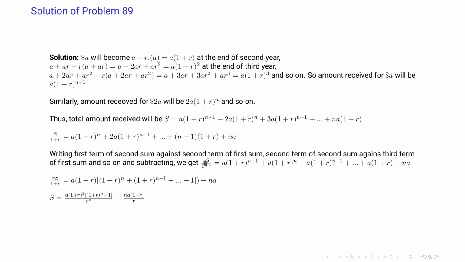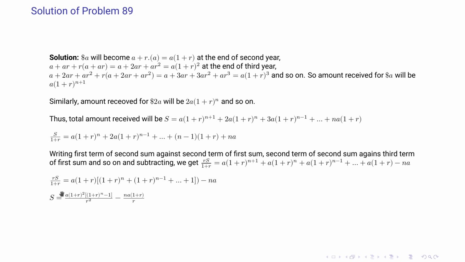So what we will obtain is rS by (1 plus r) is equal to a into (1 plus r) to the power n plus 1, plus a into (1 plus r) to the power n, plus a into (1 plus r) to the power n minus 1, and so on. And in the end, we will have minus na. This na would become over here in negative term. So we see that we take out a into (1 plus r) outside. So we will have a geometric progression inside, which would be (1 plus r) to the power n plus (1 plus r) to the power n minus 1 up to 1. And then we will have minus na.